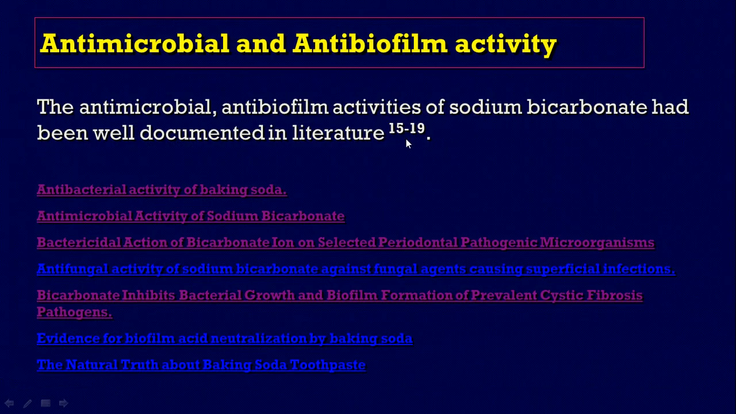Anyhow, a lot of studies are available online, and you can test and search for the antimicrobial antibiofilm activity of sodium bicarbonate.